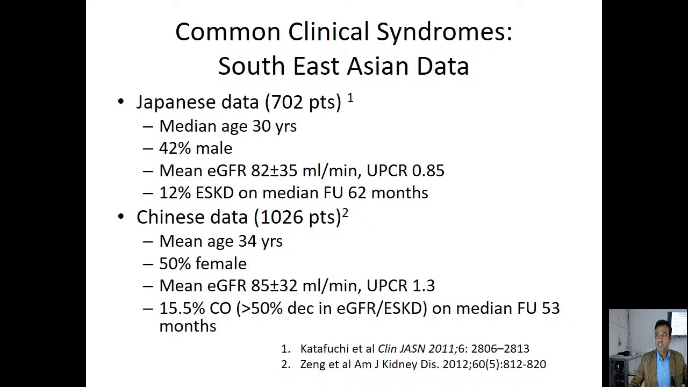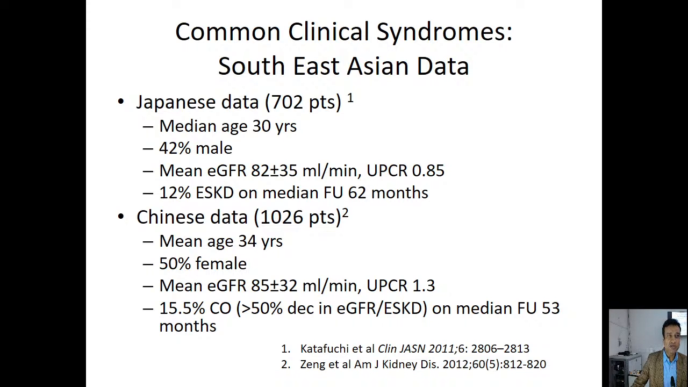So the Japanese study, the cohort looked at 702 patients. The median age was 30 years, 42% were male. So as opposed to the Western population, gender equality was there in the Southeast Asian population. The patients had relatively well-preserved GFR, had a proteinuria of less than a gram, and on nearly 5 years of follow-up, around 12% developed end-stage kidney disease.